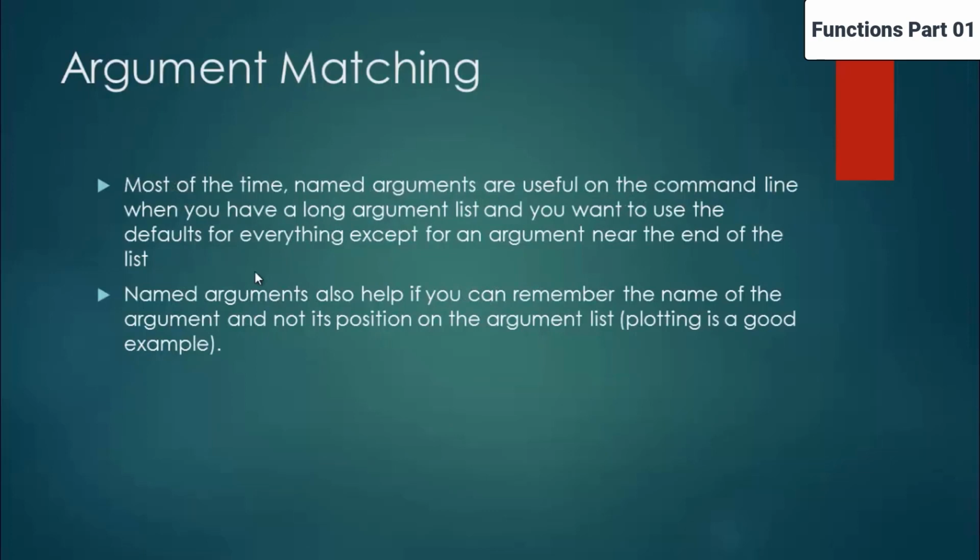Now, most of the time, named arguments are useful on the command line when you have a long argument list and you want to use the defaults for everything except for an argument near the end of the list. Named arguments also help if you can remember the name of the argument and not its position on the argument list. For example, you can use height and width as arguments inside functions. You can just use keywords height, width, so that you can easily remember height means height, and width means width.